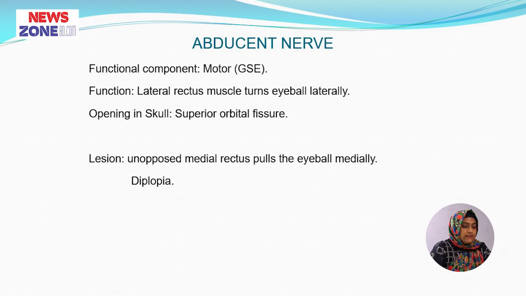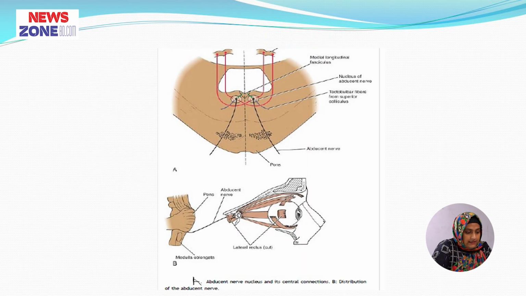The abducent nerve supplies the lateral rectus muscle, which turns the eyeball laterally, and it passes through the superior orbital fissure at the base of the skull. If there is a lesion within the abducent nerve, the unopposed medial rectus pulls the eyeball medially and diplopia also occurs. This is the figure of the abducent nerve which supplies the lateral rectus muscle. This is the abducent nerve.